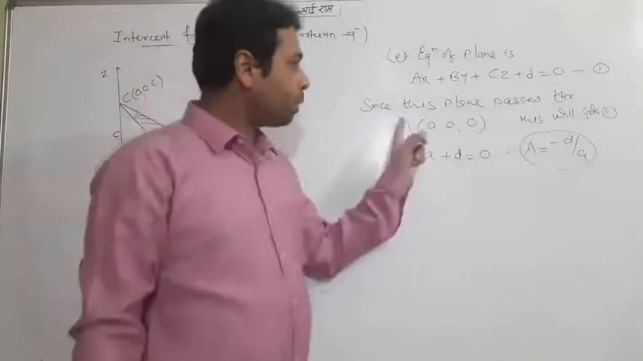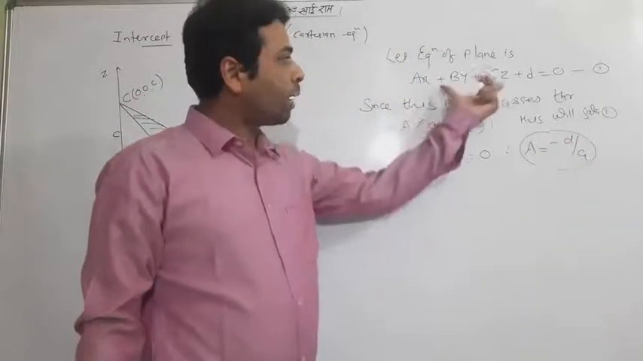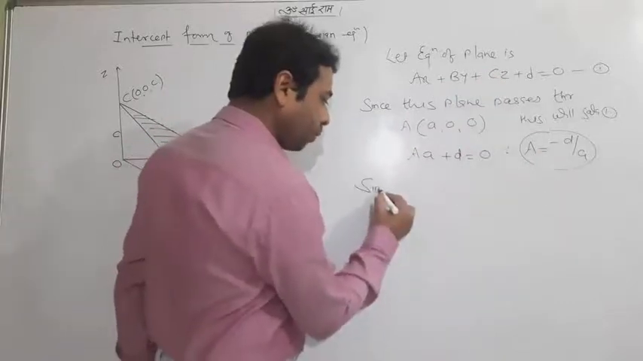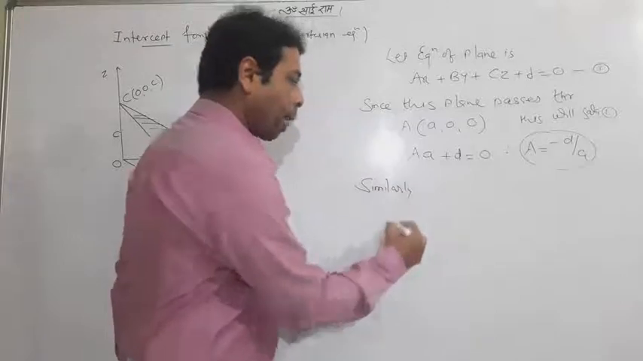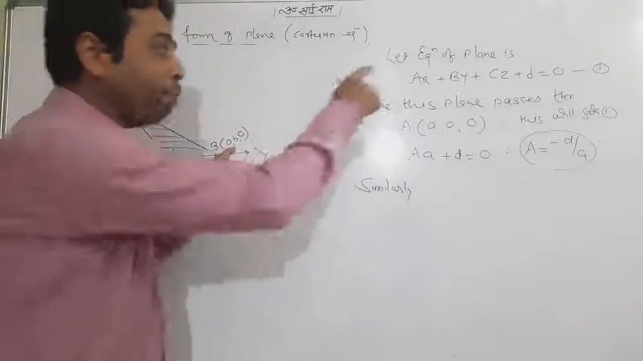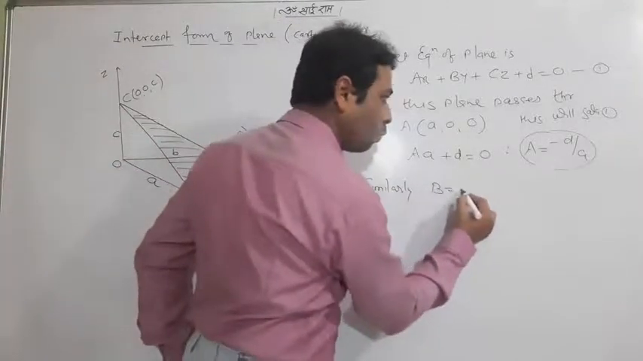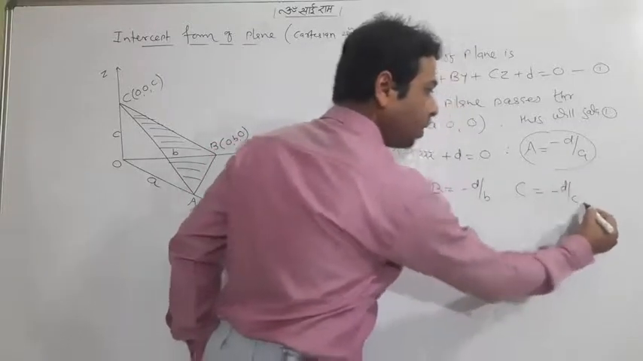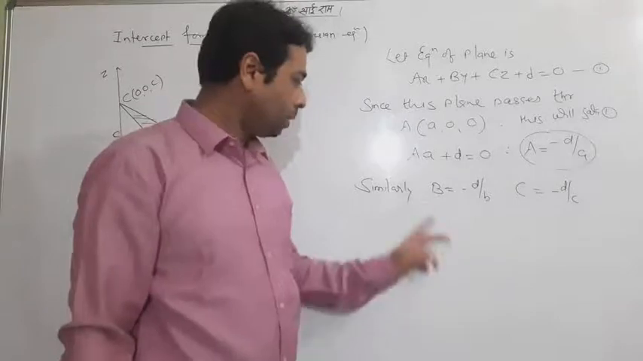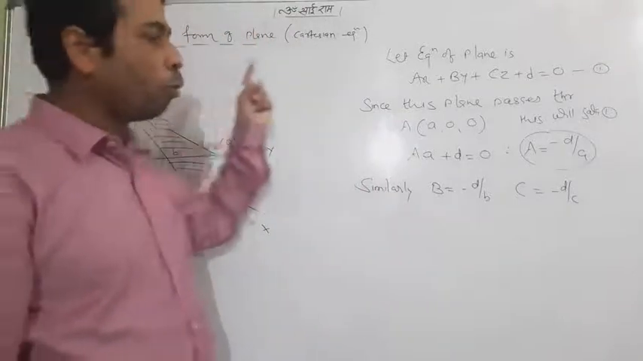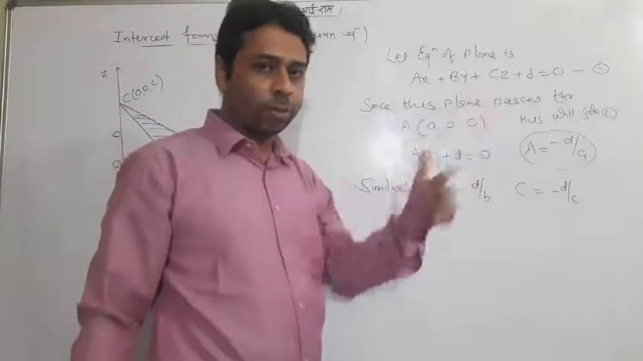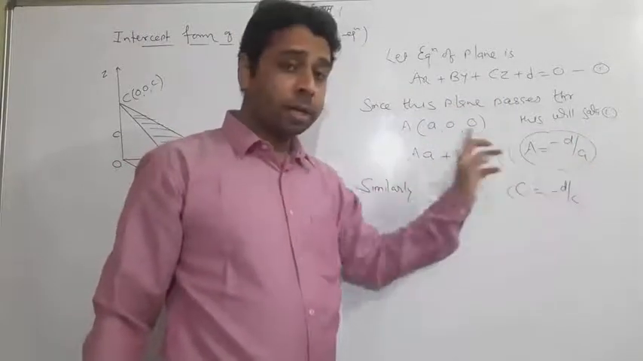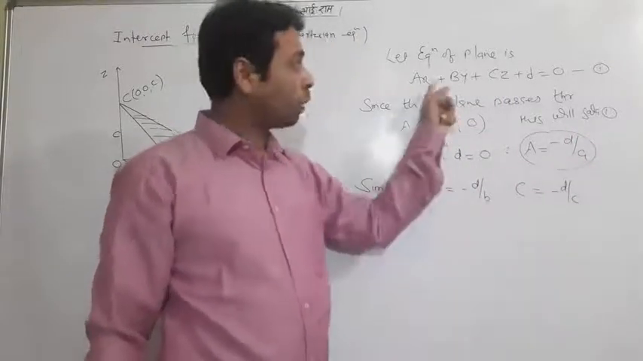So do you think that capital A, when satisfied to this equation, we got capital A equal to this one. Similarly, when capital B point will satisfy the same plane, we will get capital B equal to minus D upon B and capital C equal to minus D upon C. Simple, because B and C also both are satisfying this equation. Definitely both will give us this and this. So after finding capital A, capital B, capital C, you put all the values in the 1.